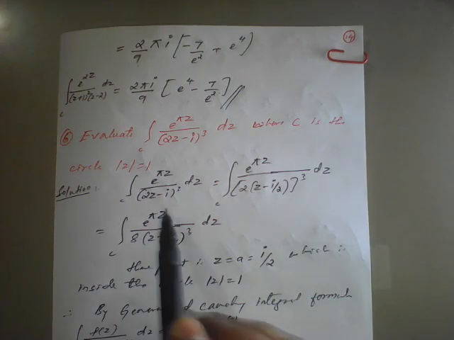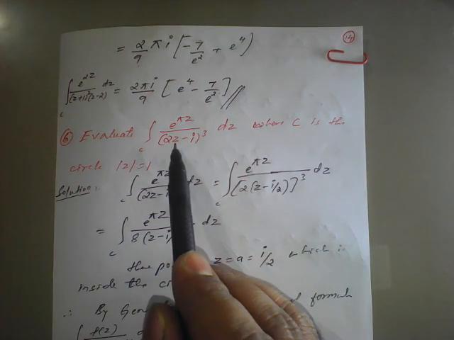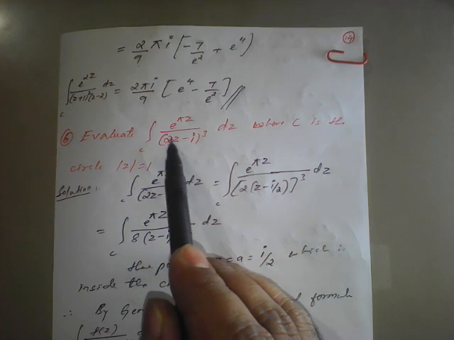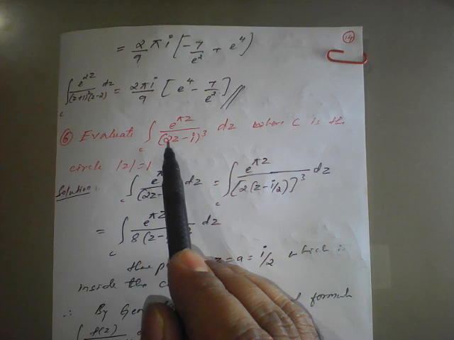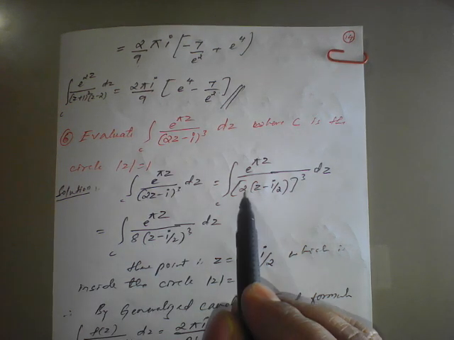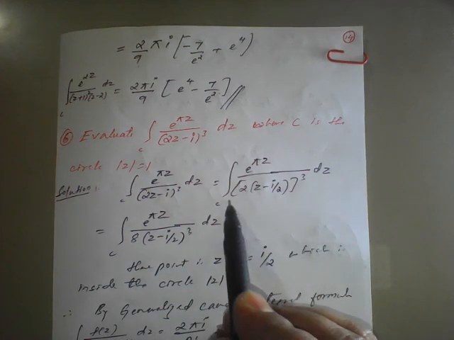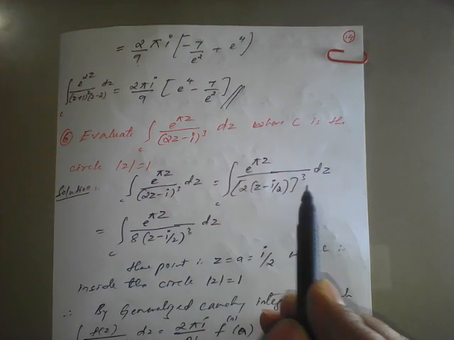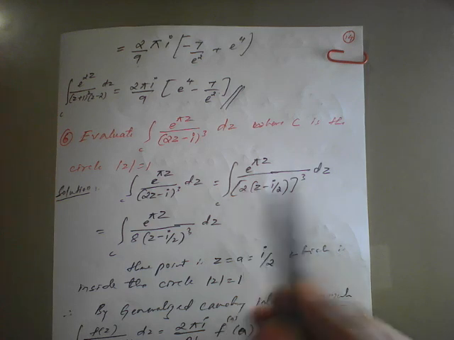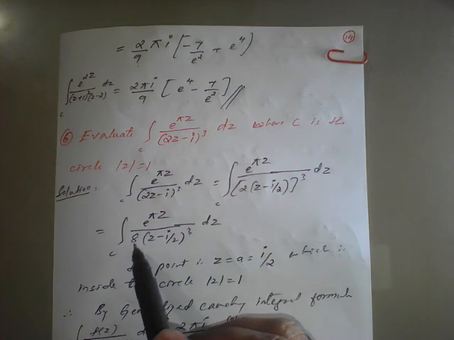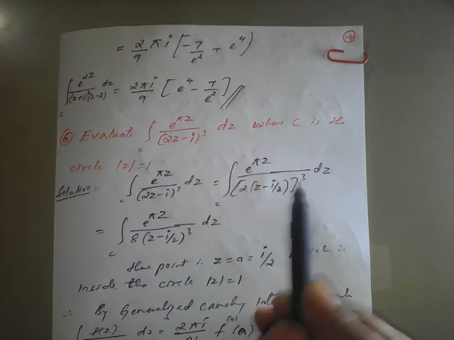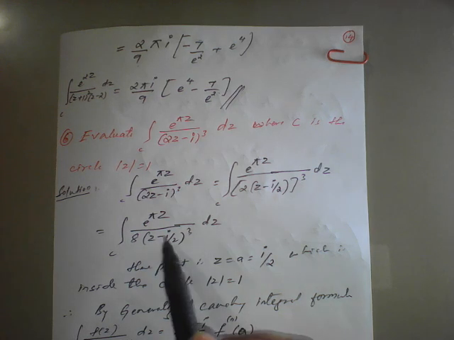So first we need to simplify. Always the coefficient of z should be 1, so we need to make the coefficient 1 first. Here you take 2 common. It will become (z minus i upon 2) whole cube. Separate 2 cube, which will be 8, and this bracket cube as it is, into dz. Now it is in simplified form.